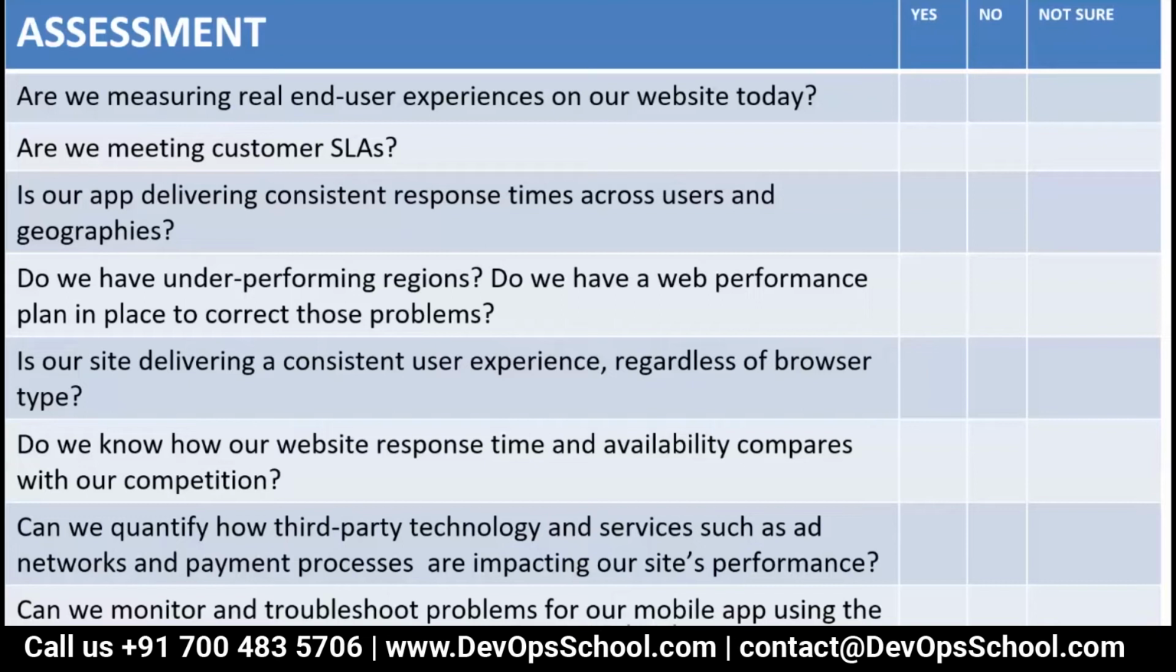That's a problem for Amazon. Can we quantify how third-party technology and services, such as ad networks like Google AdSense, impact us? Most applications put ads from Google AdSense; the IRCTC website is filled with them. Or payment processes like payment gateways. Is it impacting your site performance? Can we monitor and troubleshoot problems of our mobile app using the same APM tool we use for our web applications? Do you have answers: yes, no, or not sure?